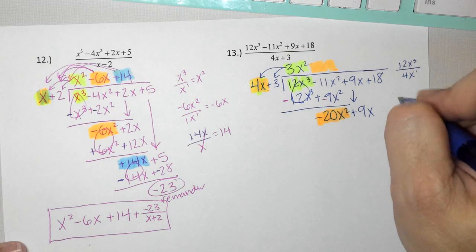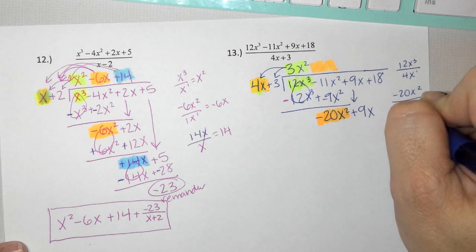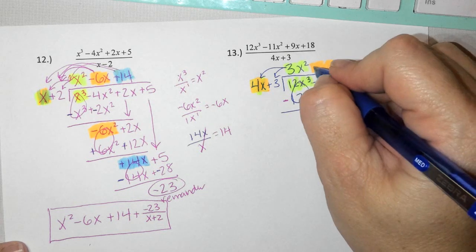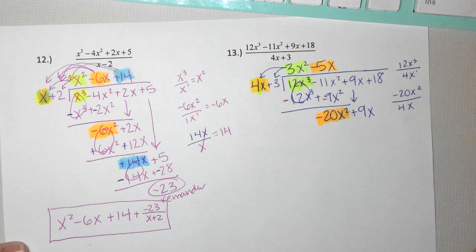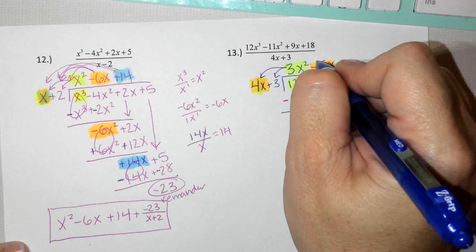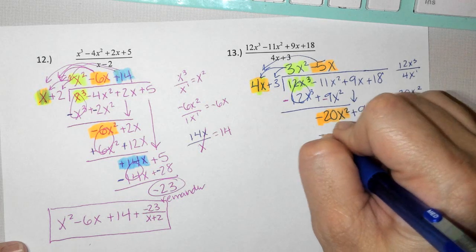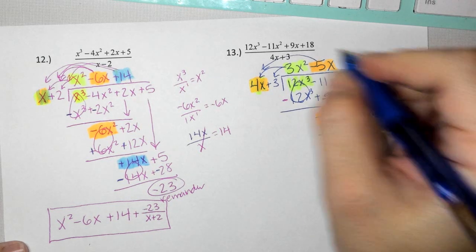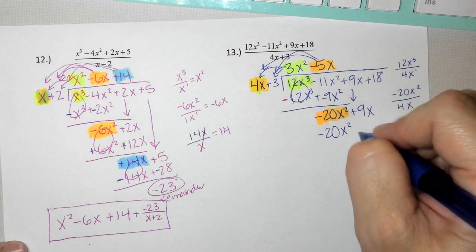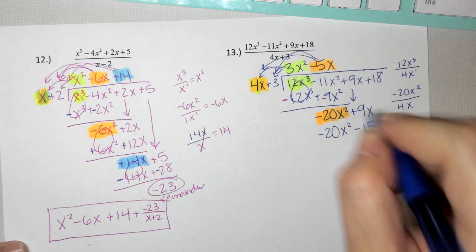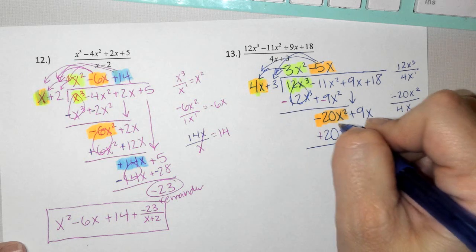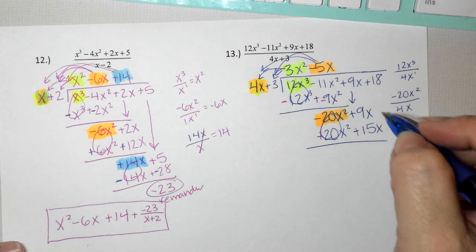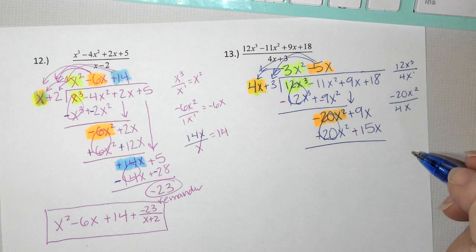Okay, so negative 20x squared divided by 4x. Well, negative 20 divided by 4 is negative 5, and 2 minus 1 is 1, so just x. Every time I get a new number on top, we multiply. Negative 5x times 4x is negative 20x squared. Negative 5x times 3 is going to be negative 15x. And then we subtract. So opposite, opposite. Negative 20x squared plus 20x squared is 0. And 9 plus 15 would be 24.